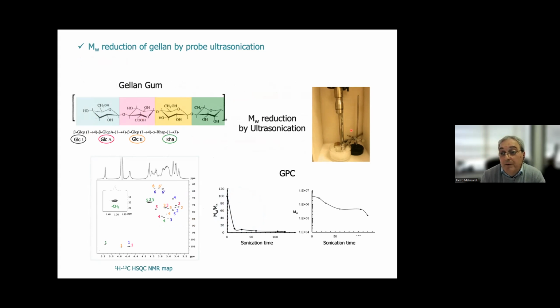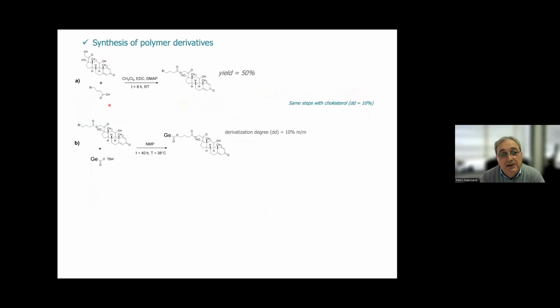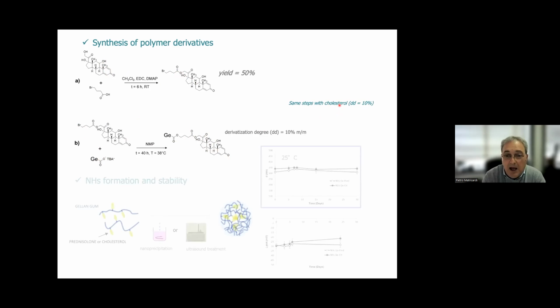Of course, it is necessary to reduce the molecular weight of gellan gum in order to obtain the right dimension of the nanoparticle. And by a very simple chemistry, we modified the prednisolone by adding a short chain, and by a simple reaction between the bromine and the carboxylic group of the gellan, we obtain the prednisolone derivatives, and we have done the same reaction by using cholesterol.